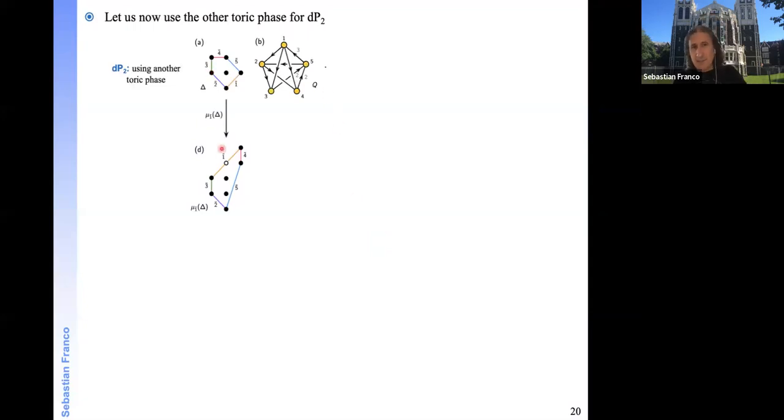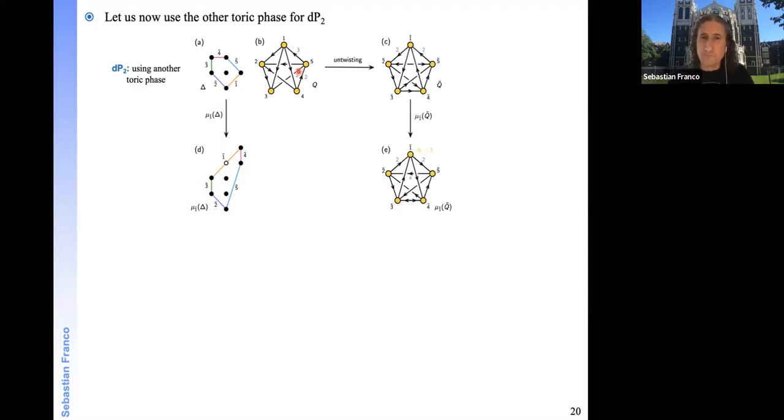We say, okay, this is obtained by a mutation on H1 or DP2. Let me pick the other phase of DP2 for which we have the brane tiling. It's different. It's something that we studied in the old days. You untwist it, you obtain this, and you obtain this quiver. I will compare the two side by side next, but let me just say what the difference is.